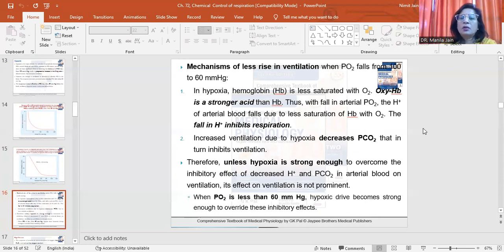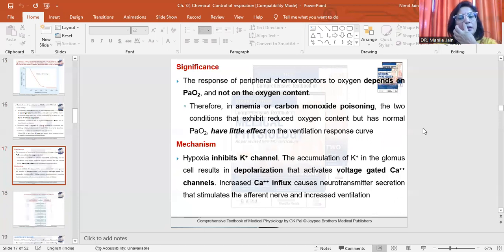So maximum PO2 fall from 100 to 60 millimeter of mercury. In hypoxia, hemoglobin is less saturated with oxygen. Now, what is the significance? The response of peripheral chemoreceptors to oxygen depends on PaO2 and not on the oxygen content. Therefore, in anemia or carbon monoxide poisoning, the two conditions that exhibit reduced oxygen content but normal PO2, there is little effect on the ventilatory response. It depends on the PaO2 and not on the oxygen content.